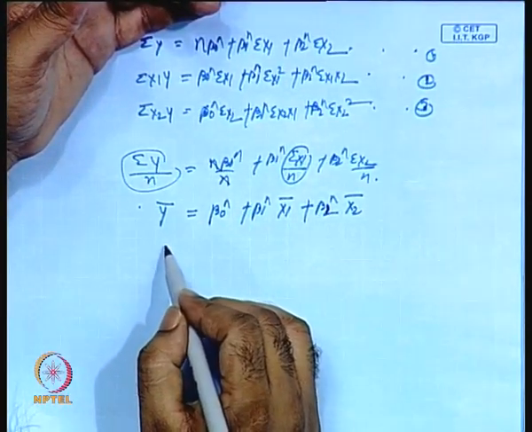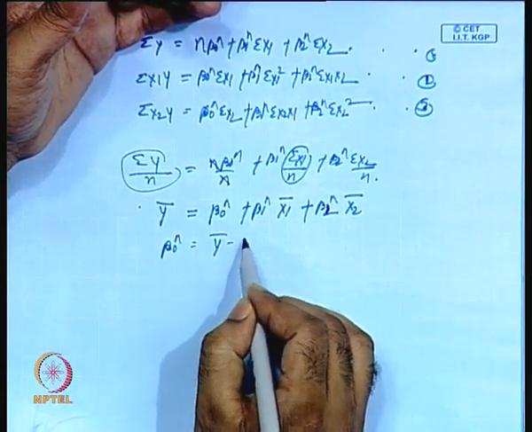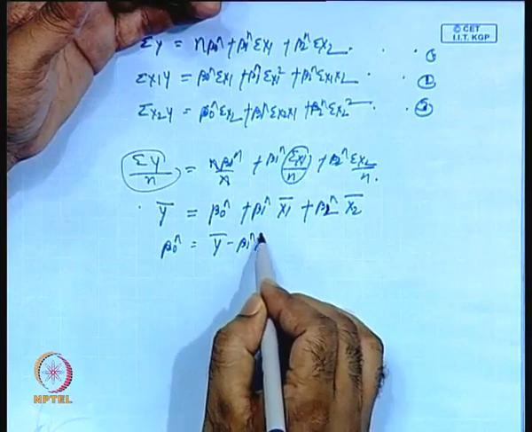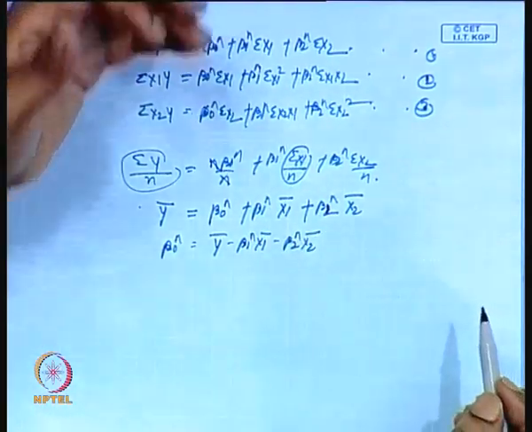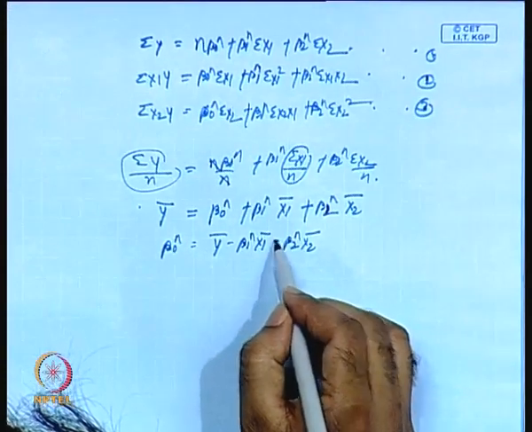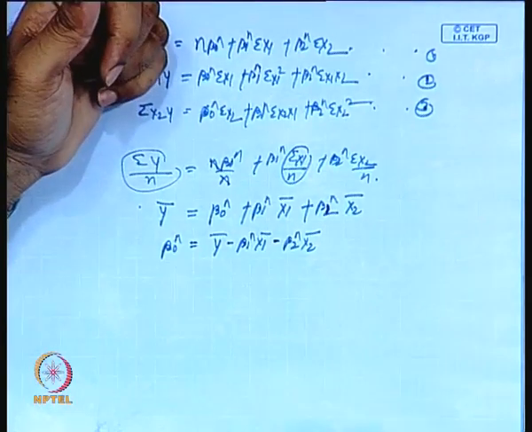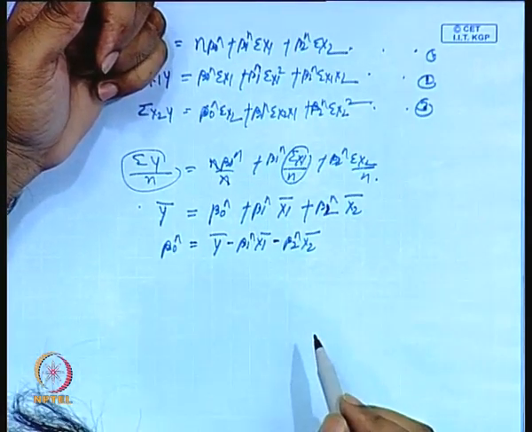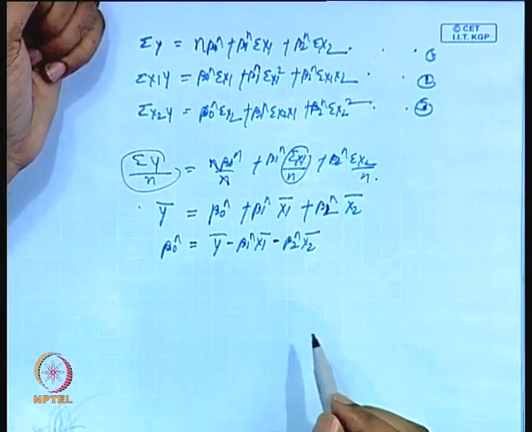So now we need beta 0 hat. So beta 0 hat is nothing but y bar minus beta 1 hat x1 bar minus beta 2 hat x2 bar. Okay. This is how we will get beta 0 hat. Then what we have to do, we need to calculate beta 1 hat and beta 2 hat.